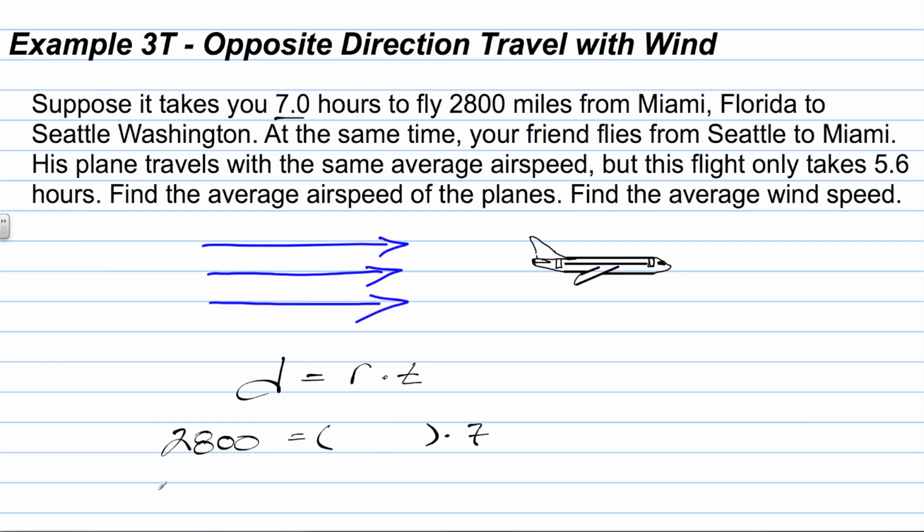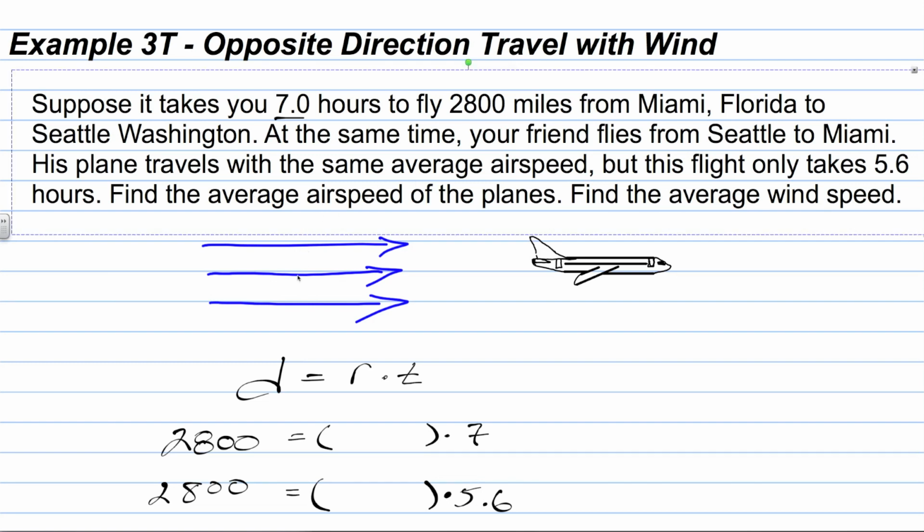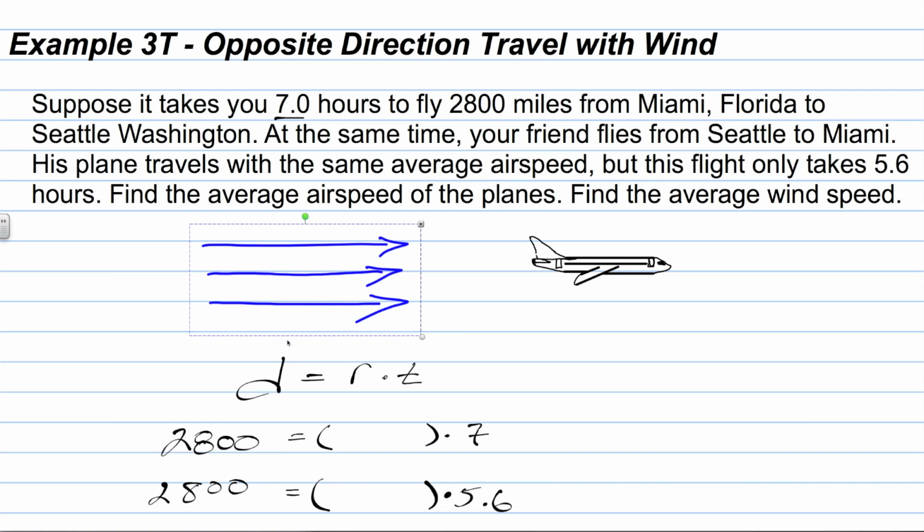Now, your friend travels 2,800 miles, and the rate is going to be calculated differently, and he does that in the time of 5.6 hours. So we're starting to set up our system of equations here. Now, the rate, that's what we're being asked to find. So that's going to be the airspeed. That's the rate. So in this rate times time equals distance problem, we have to put a variable in for the rate. In this case, we're going to put in two variables.